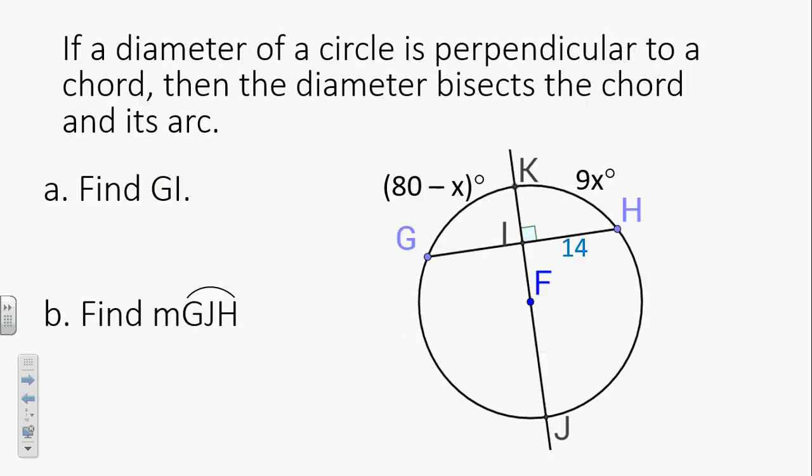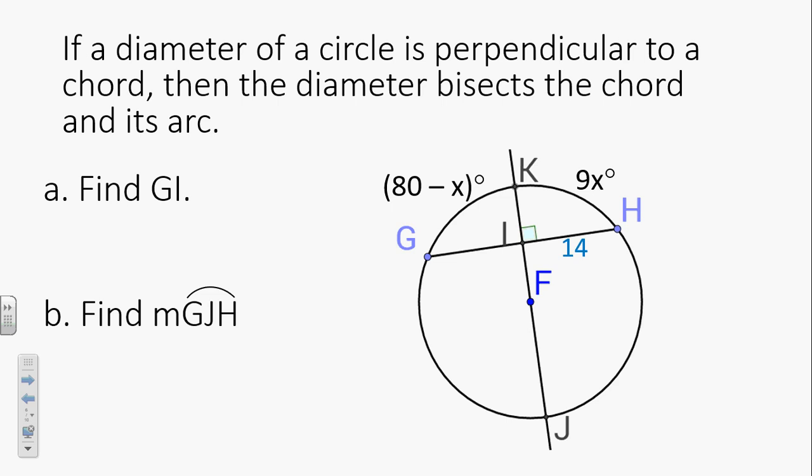Lemon squeezy. All right. Now, our second theorem was a conjecture that we made. It says that if a diameter of a circle is perpendicular to a chord, then the diameter bisects the chord and it also bisects its arc.